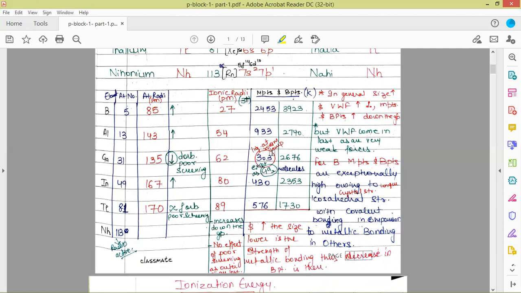Also, if we see in the periodic table, gallium is the only element which has the highest liquid range, because its melting point is quite low and its boiling point is quite high. So it has the highest liquid range in the periodic table, and based upon that property, it has diverse applications.